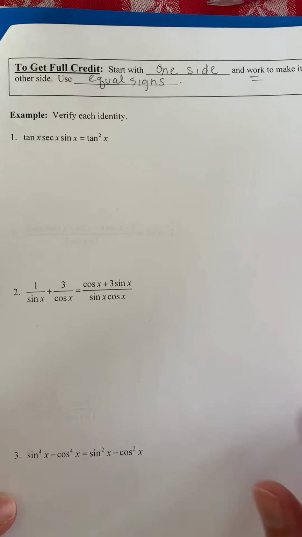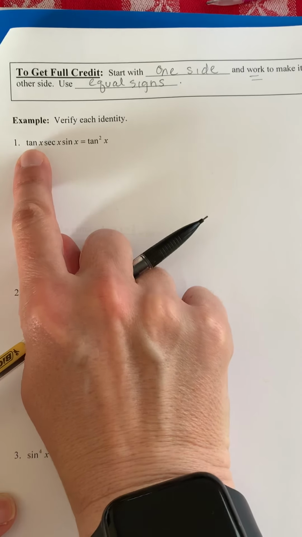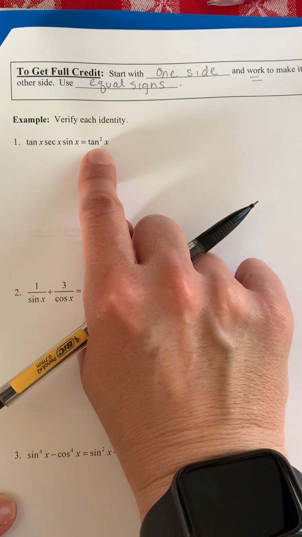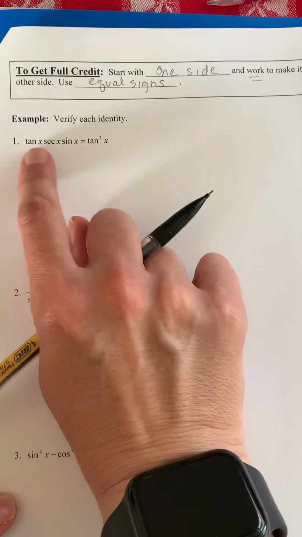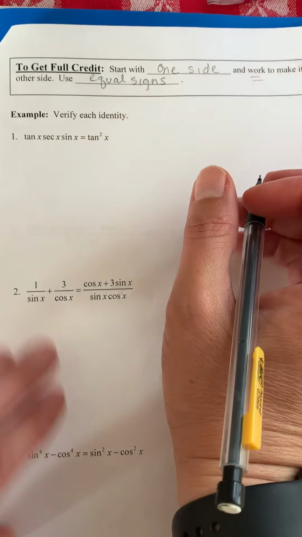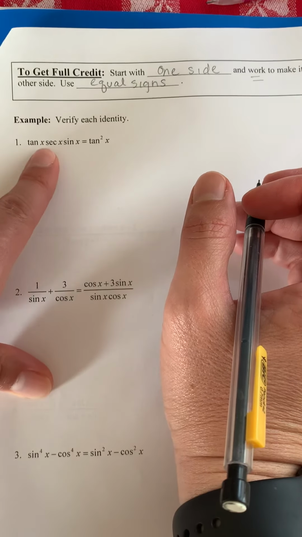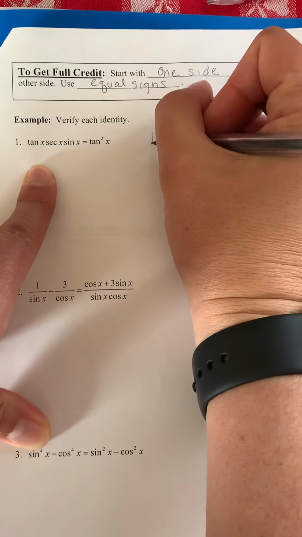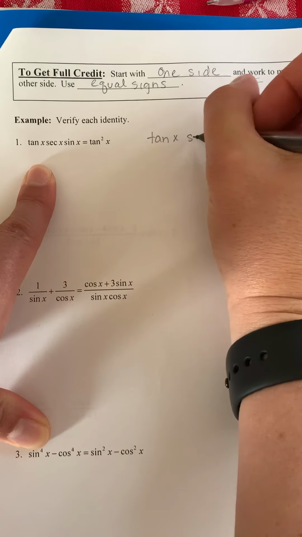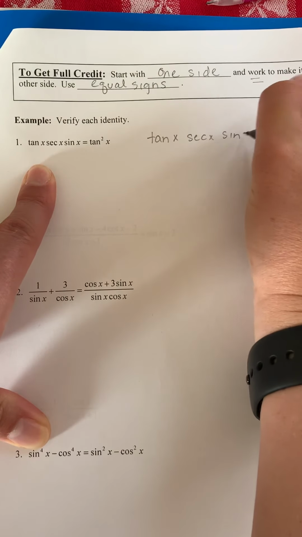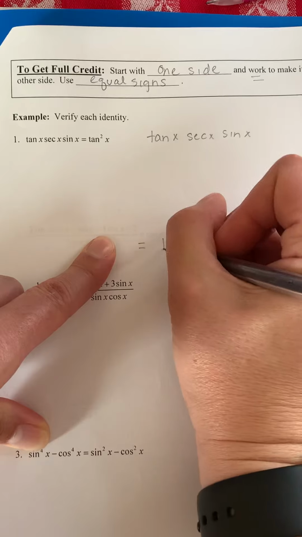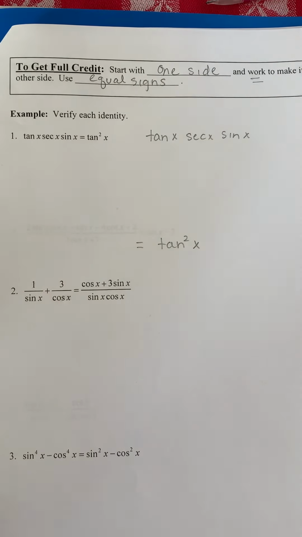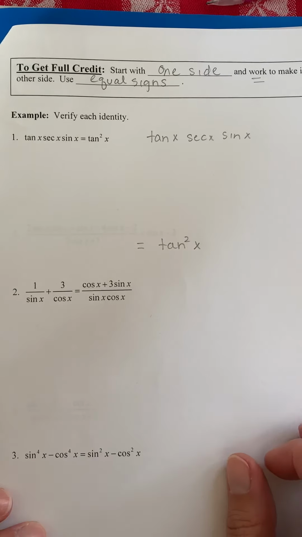Okay. All right, so in this first problem here, we have a variety of tangent, secant, and sine, and we're trying to get to tangent squared. So one strategy is to change everything to sines and cosines. So that's what we're going to do. So I'm going to go ahead and start with the left side. Looks a little bit more complicated, more that I can do there. Okay, and then my goal is to get to tangent squared x. So sometimes I write that at the bottom just to kind of keep in mind where I'm going, okay?